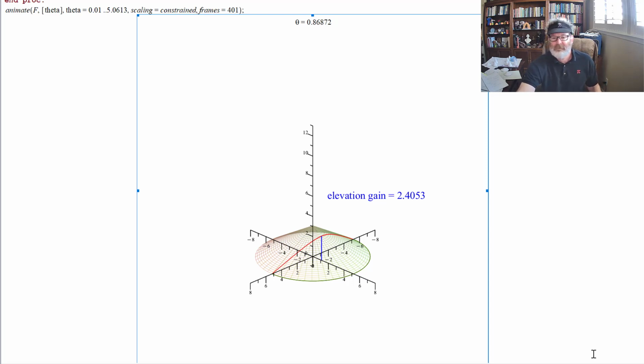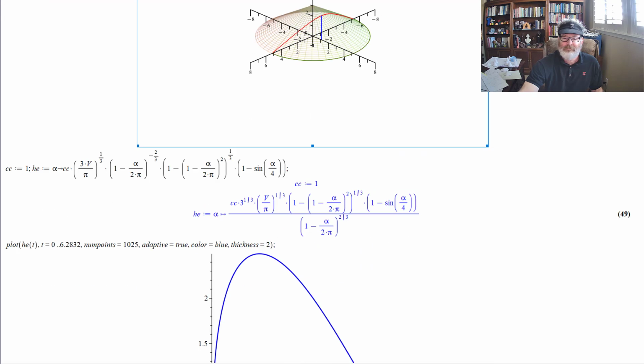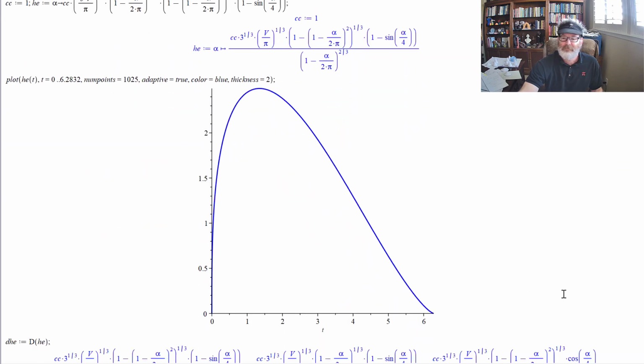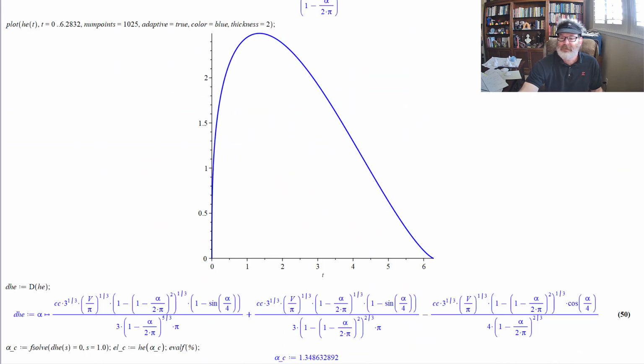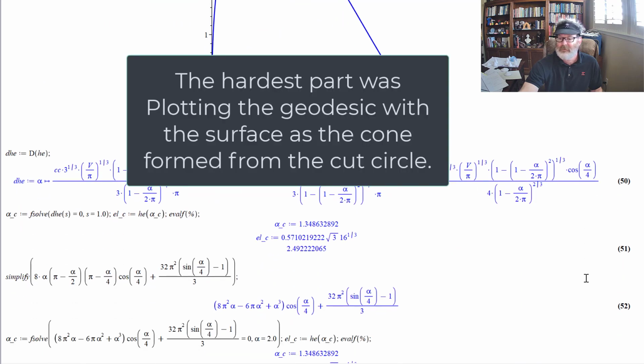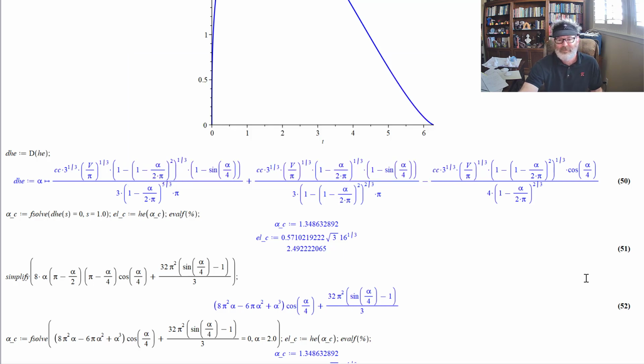I found it interesting, and it wasn't too bad for the calculus, although I had to resort to numerical methods to get the values. The hardest part was plotting it. It took quite the ingenuity to do that. But I'll put my results in the documents. Anyway, so I hope you enjoyed that look at a cone.